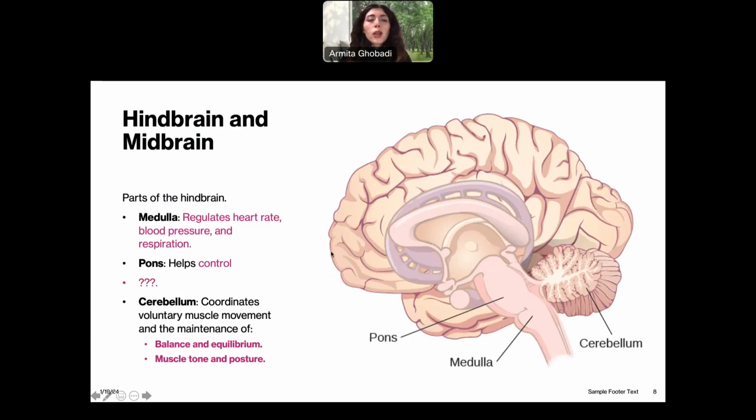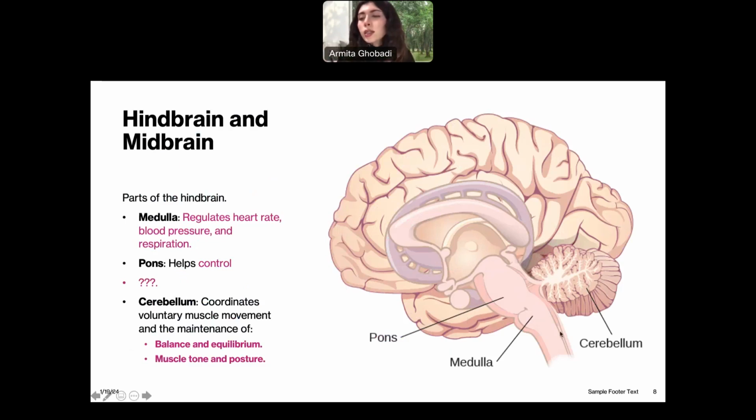So medulla actually helps regulate heart rate, blood pressure, and respiration. Pons actually helps control respiration here. I put a question mark because I want you to check the lecture. This way you can understand the material in the best way possible and also be able to take the quizzes in a good way.